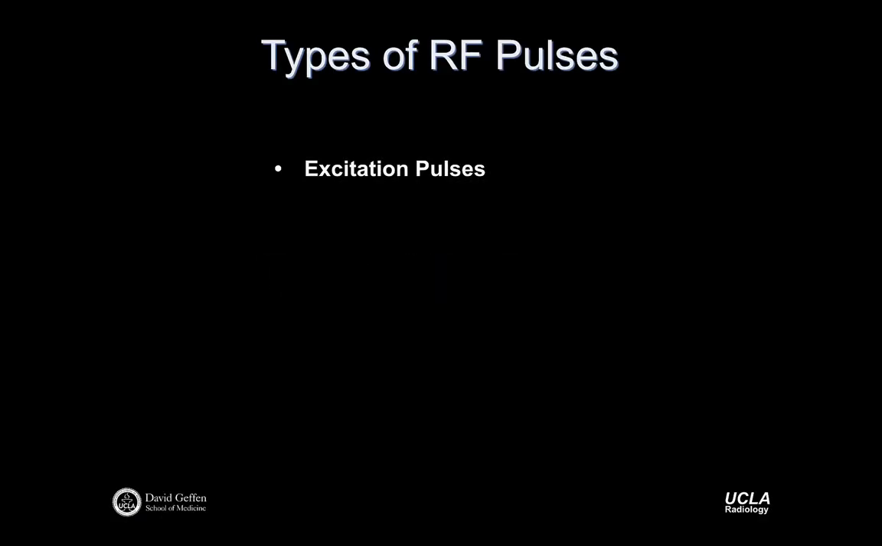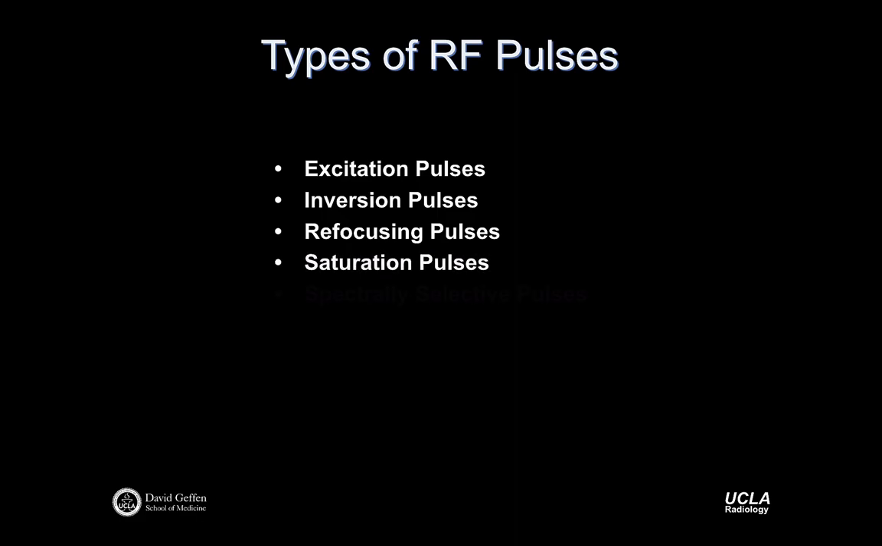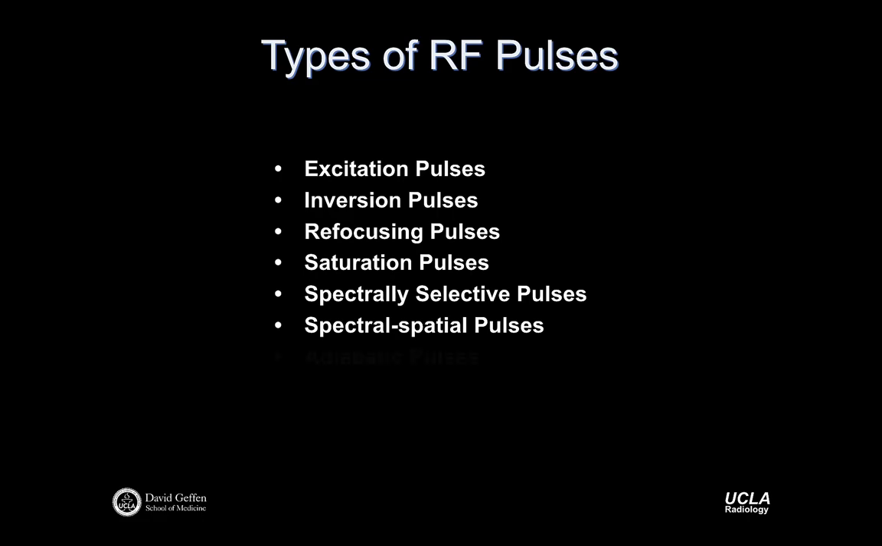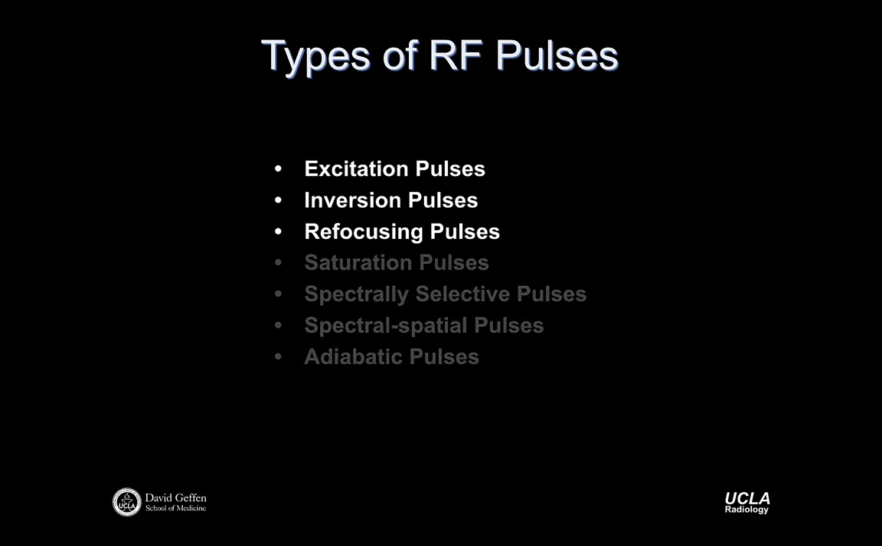So lots of examples of different RF pulses. We have excitation pulses, we have inversion pulses, refocusing pulses, saturation pulses, spectrally selective pulses, spectral spatial pulses. I mean, the list kind of goes on and on. In this class, we won't have a chance to get into the details of this. If you take 229, which is sort of the advanced class that follows this, you'll have a chance to explore some of these other ideas. There really are some really neat things you can do with MR.